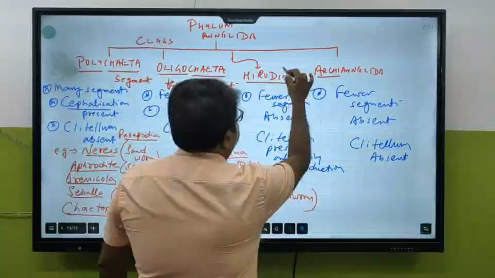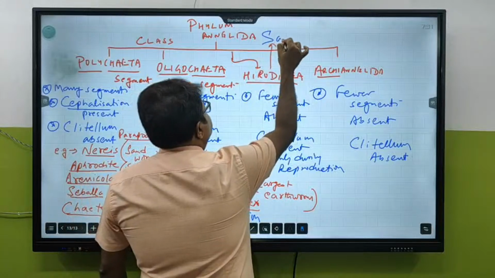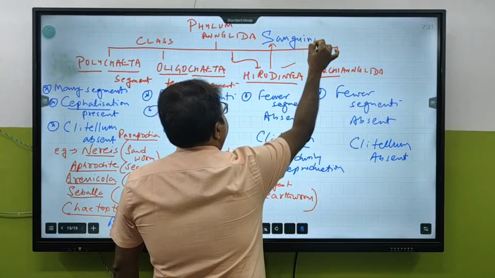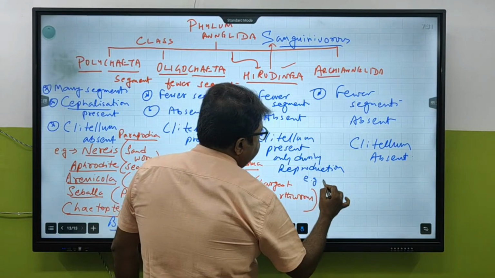Fewer segments, that is Hirudinea. They are sanguinivorous. They are bloodsuckers. Sanguinivorous animals, so they suck blood. For example, leech.